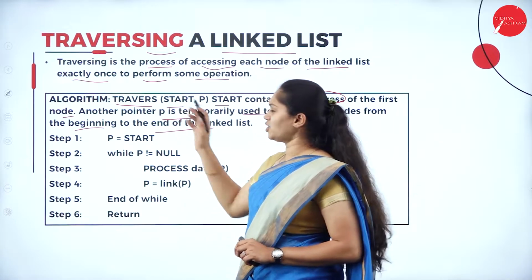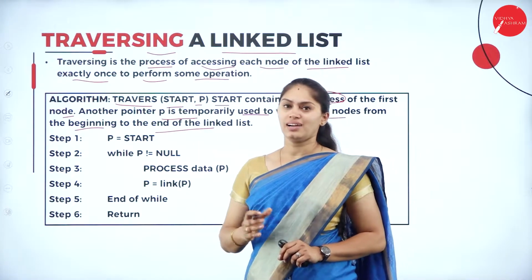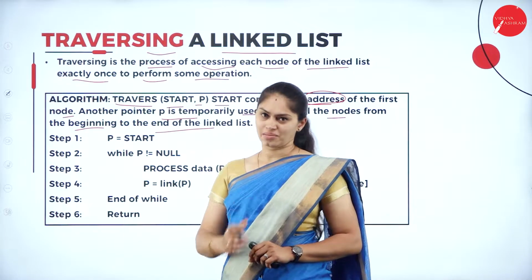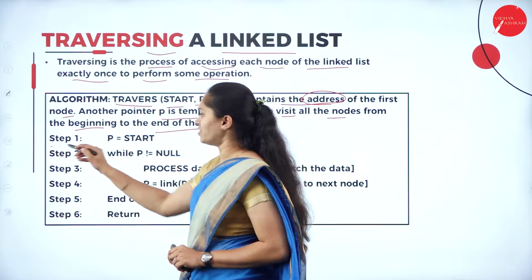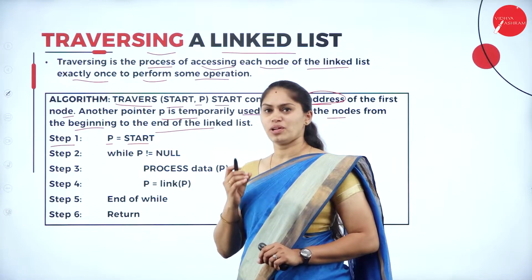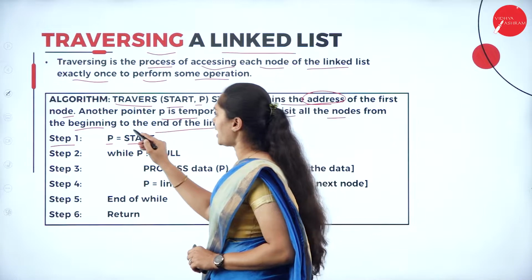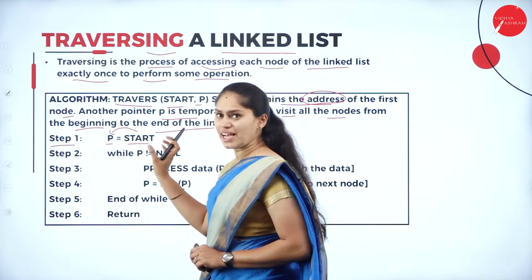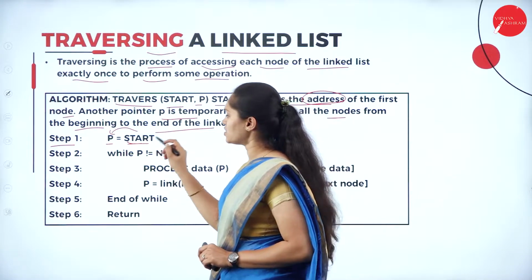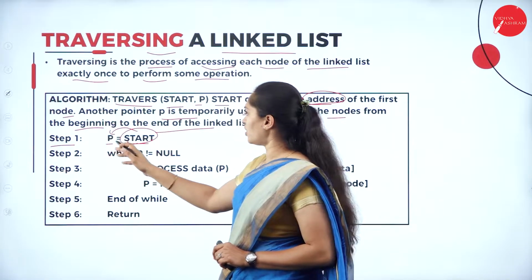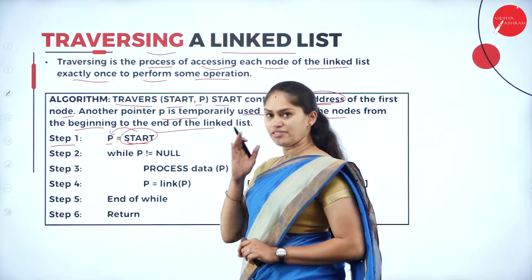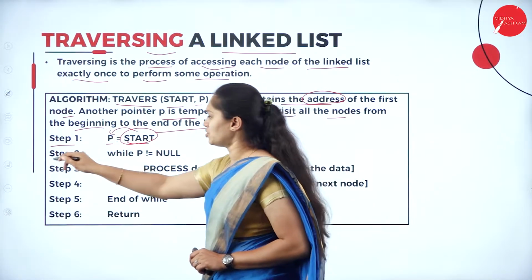If I get to know the starting node of a linked list, then it would be easy for me to traverse from the beginning to the end. So fine. Next, what is the first step here? P is equal to start. P is a pointer variable that will hold the address, right? So I need to assign the value of the start pointer to the variable called P. I need to give the address of start to the variable P, which will hold the address of this starting node. If I get that, then I can move to step 2.